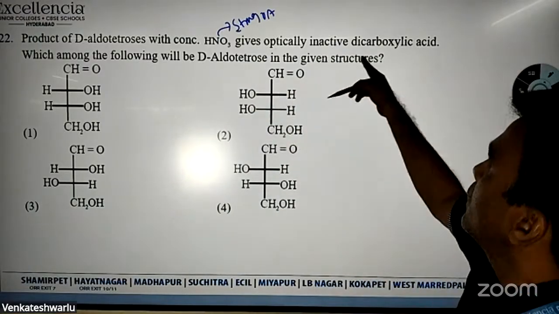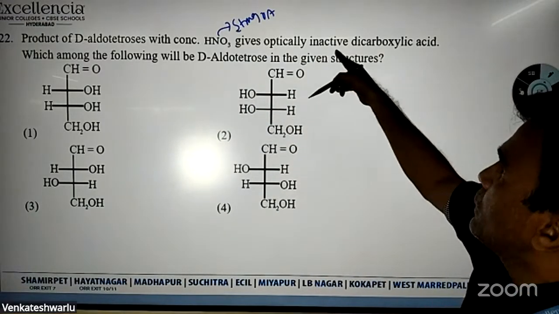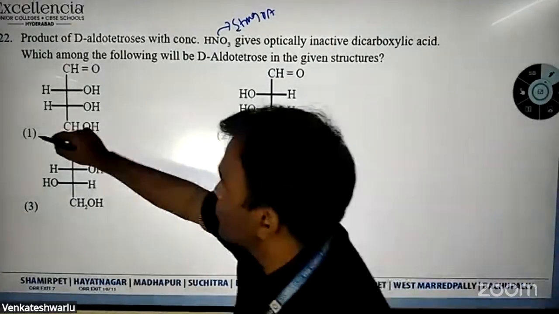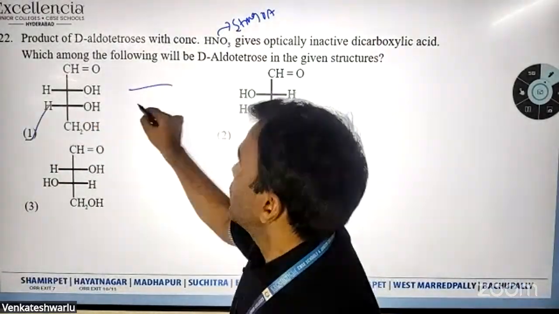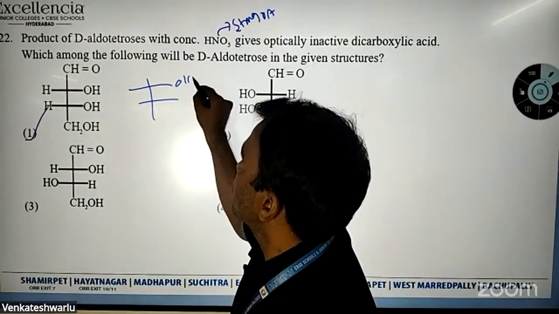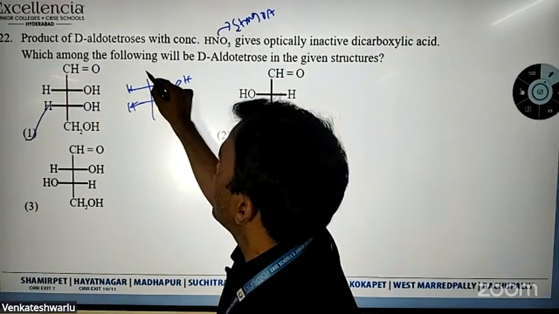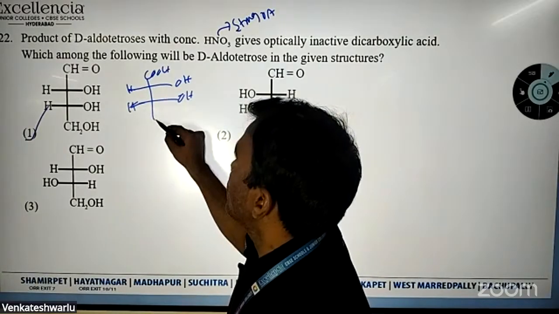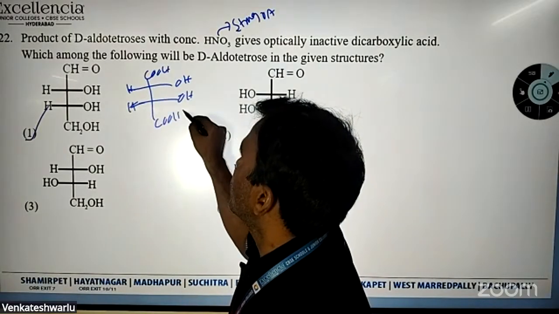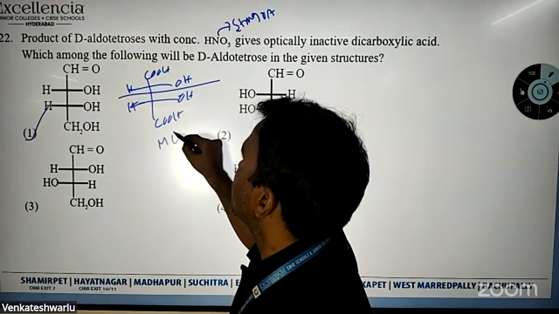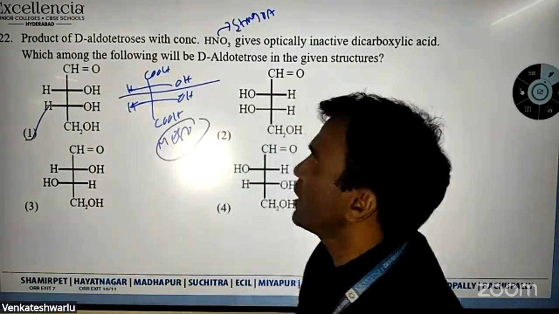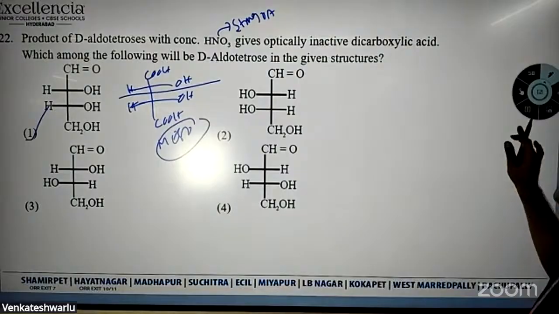And one more condition we need to check, optically inactive. The first one is optically inactive because it has a plane of symmetry here. The aldehyde becomes acid because of the strong oxidizing agent, and the primary alcohol becomes acid, and it has a plane of symmetry. It is called meso. It is optically inactive. So, next question.